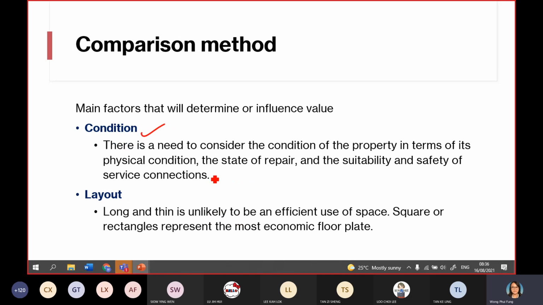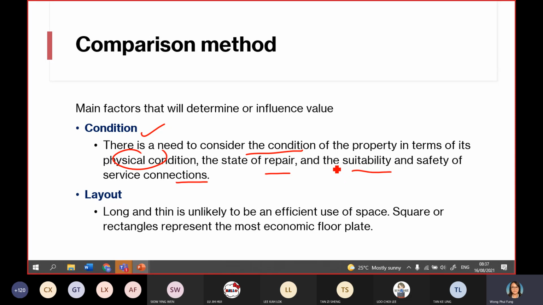Next is the condition of the building. There is a need to consider the appearance, the condition of the property in terms of physical condition, the repair, suitability and safety of the service connection. Some buildings, if they were built quite some time ago, normally the condition is not so good as compared to a new building. So that's why money spent on the maintenance or improvement on the structure itself is actually quite high.